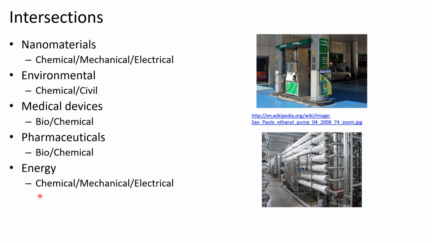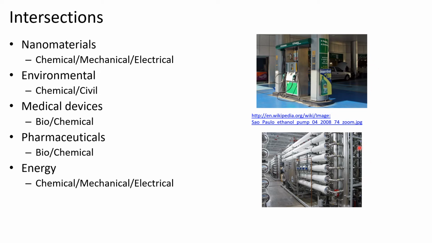And then in the energy area, whether it be with solar or wind or with production of alternative energy forms such as liquid fuels from biomass, from lignocellulosic biomass or from algae, that's an area where there's an overlap between all the engineering disciplines: chemical, mechanical, and electrical. A great deal of overlap. What you see over here is a pump that's providing an ethanol-enriched fuel, so that would be in the energy area.